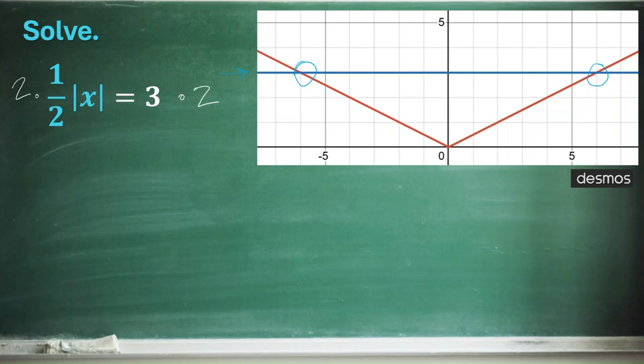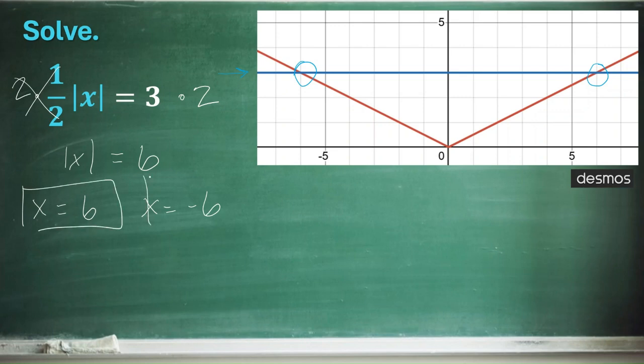So I'm multiplying by 2 on both sides. When I do that, this makes a 1 here, so I'm left with the absolute value of x here. 3 times 2 is 6. You'll get the exact same thing if you divide by half. Now I'm going to get rid of my absolute value by setting one of the equations equal to positive 6 and setting the other equation equal to negative 6. And once again, because there's nothing inside the absolute value bars, I'm finished.